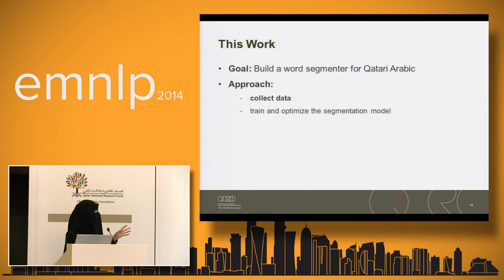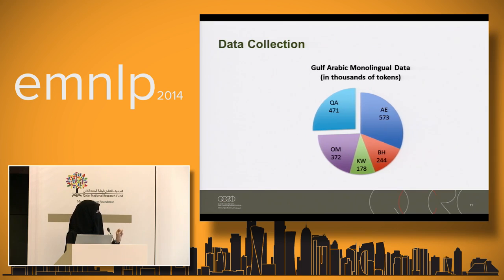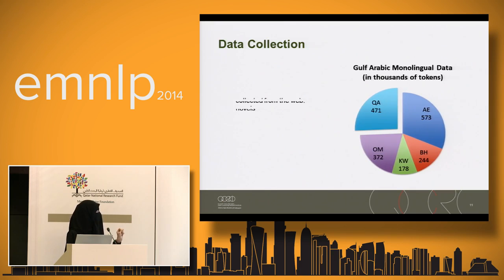So our goal is to build a word segmenter for Qatari Arabic. We started with collecting data, and here we collect data on a sub-dialects level. We found data for all of the Gulf sub-dialects. We really focused on the Qatari data, and all of this data is collected from the web, and it is mainly novels, so it has purely dialectal content. It doesn't have a lot of MSA words unless it is part of the dialect.